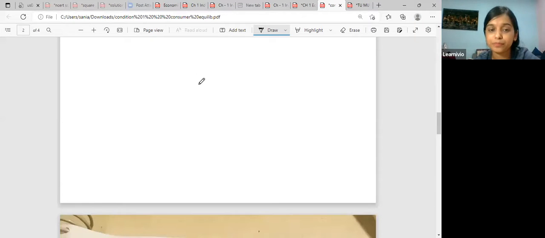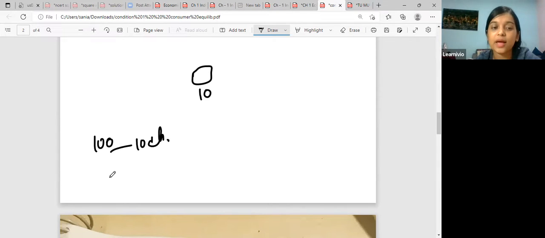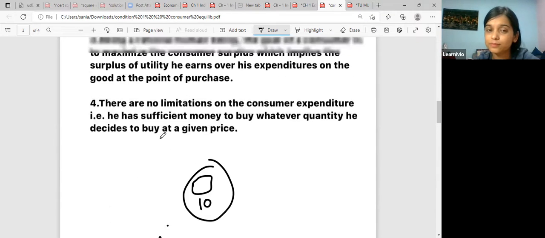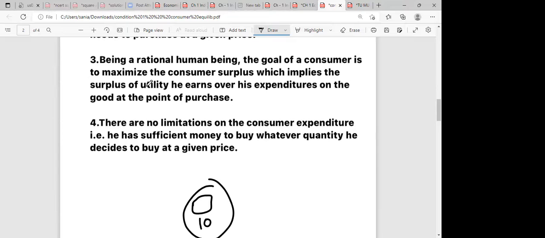For example, it is given that the price of a chocolate is 10 rupees. If you have 100 rupees, you will purchase 10 chocolates, and if you have 200 rupees, you will purchase 20 chocolates. So price is given. What is the consumer going to decide? The consumer is going to decide how much he is going to buy. Clear? Yes, teacher.